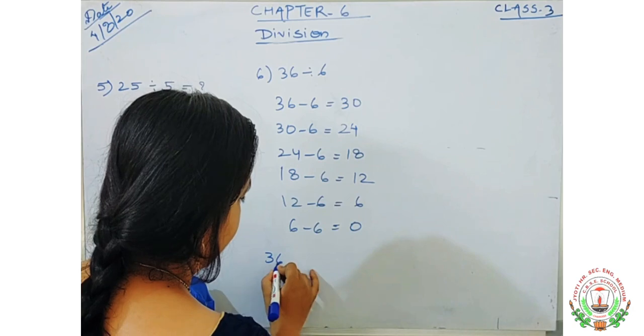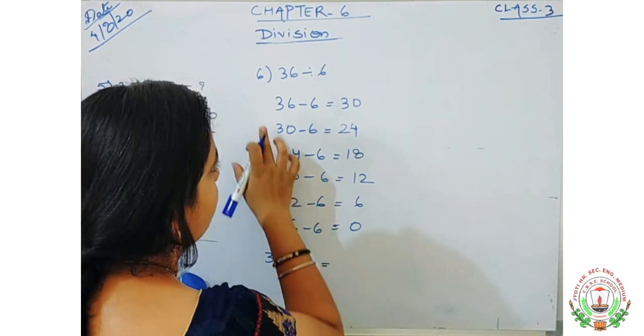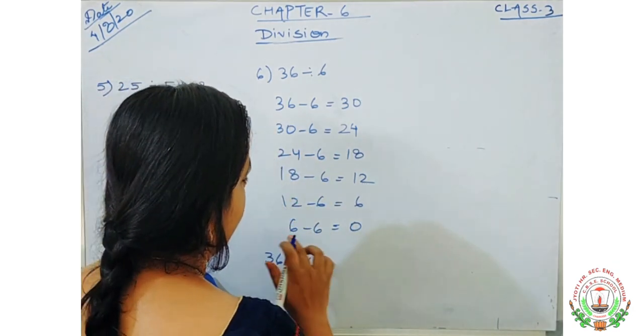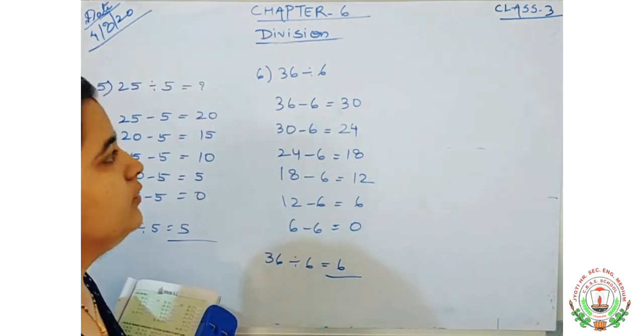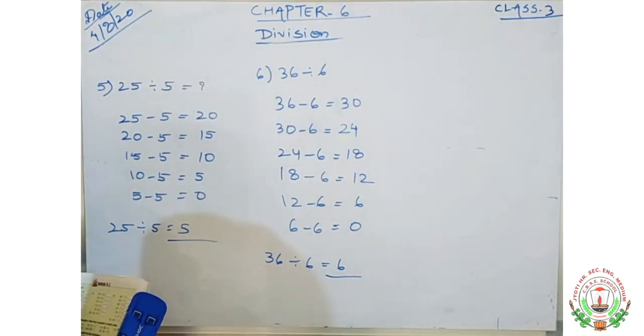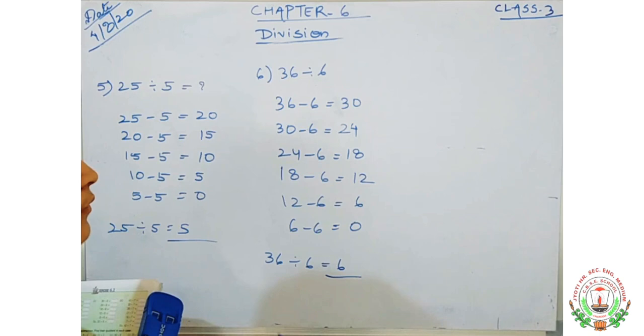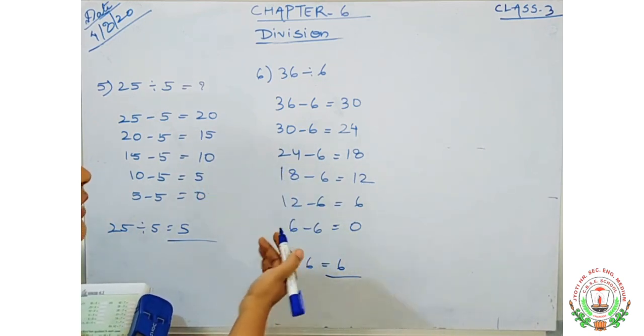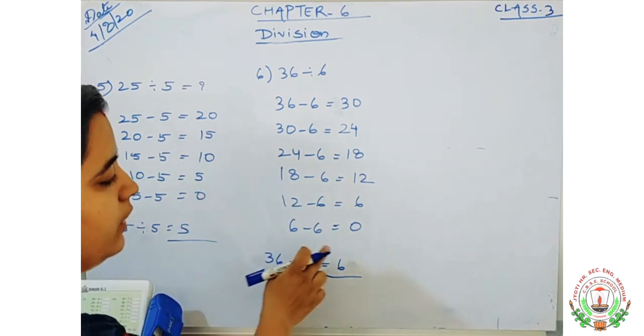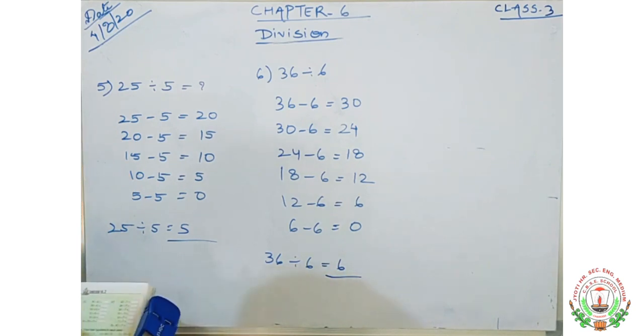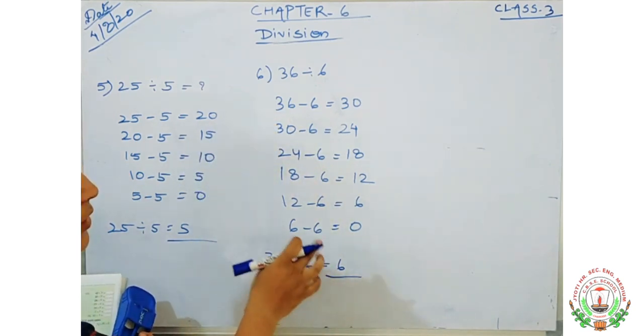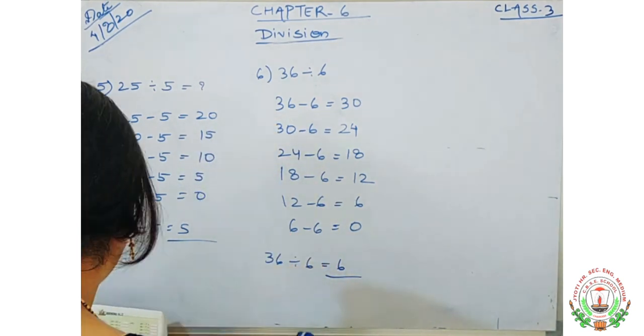So 36 divided by 6 is equal to 1, 2, 3, 4, 5 and 6. Okay. So only 3 questions left. You will try to solve like this only. You have to do repeated subtraction until you get 0. And then count the number of times, that will be your answer.